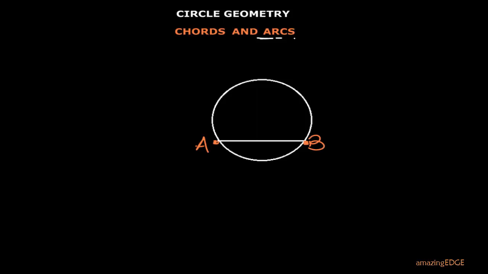If you look over here, there is a curve. This curve is what we refer to as an arc. So this is an arc of a circle. You also agree with me that there is another curve from here to here. This curve is also an arc.